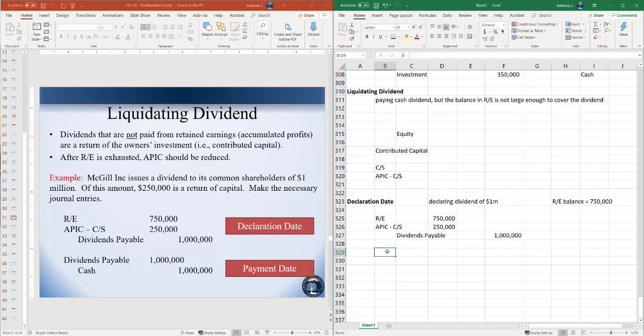Right, and then when it comes time for payment date, again no entry on record date. Same journal entry as before. We're now paying off the payable we previously accrued, and then we're paying cash, so we'll credit cash for our money. Okay, and that's your liquidating dividend.